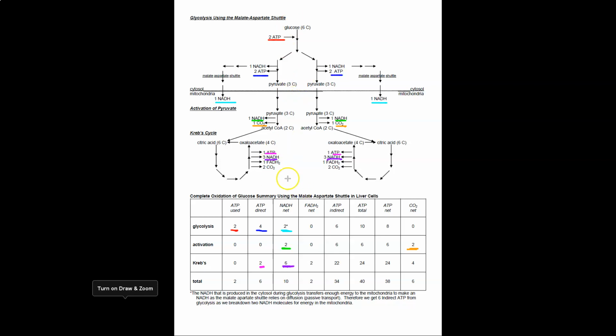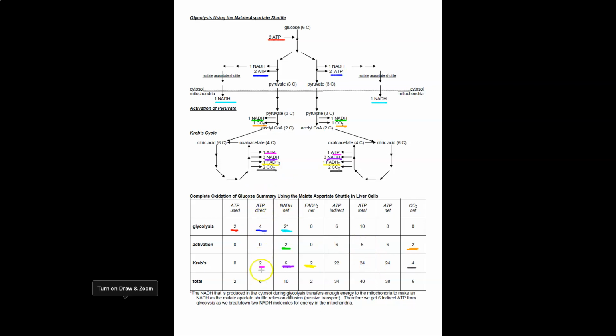I haven't used yellow yet. My FADH2s, a little hard to see, but here's my 2 FADH2s in yellow right there. And then we'll use gray. Those are my 2 CO2s. And here's my 4 CO2s right here. So we can total that now.